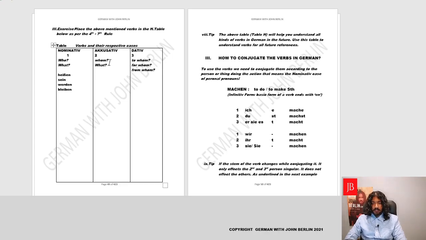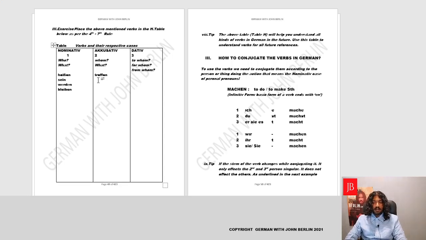And what are the accusative verbs? Basically accusative verbs are based on verbs which require 2 cases to make a sentence. For example, I meet you, like online, I meet you online. So the question is who meets whom? So it requires who, that is the person who's meeting, and whom the person meets. So basically a verb like who meets whom, to meet, will be an accusative verb. It requires 2 elements, 2 cases. So what is the verb to meet? It's treffen. So I have written treffen here.